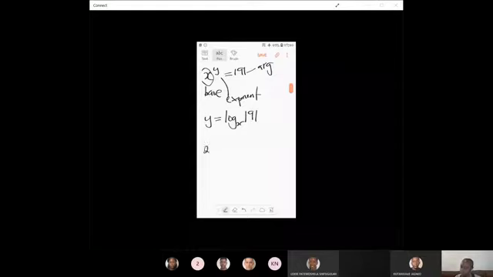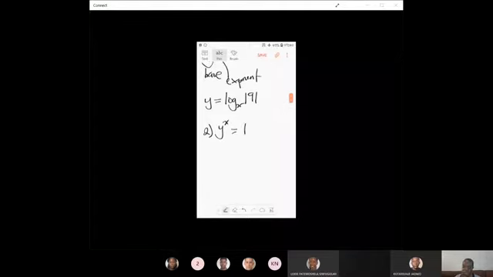Number 2, y to the power of x is equal to 1. So I follow the same procedure. The exponent is equal to log to the base. Here my base is y, so log to the base y, this is equal to 1.